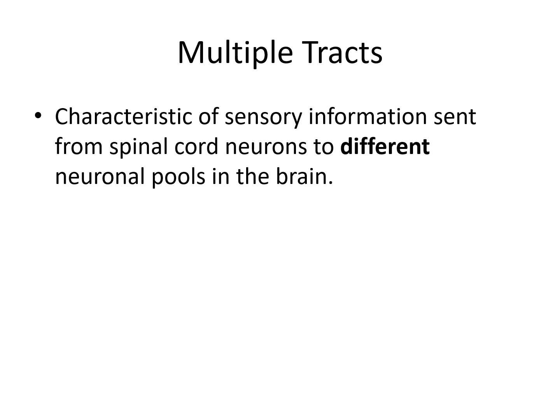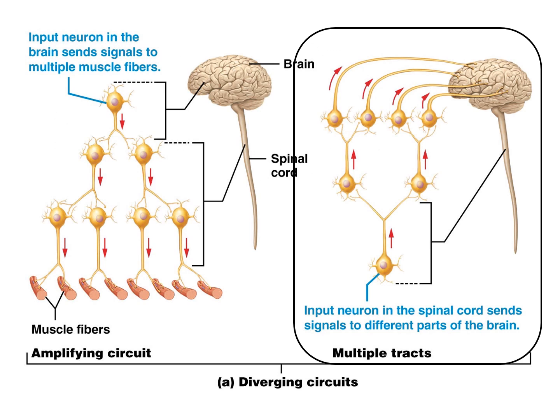Now in multiple tracks, these are more characteristics of sensory information from the spinal cord neurons to different neuronal pools in the brain. So here we have a sensory neuron sending information, but due to divergence, it can now send information to different parts of the brain. Okay?